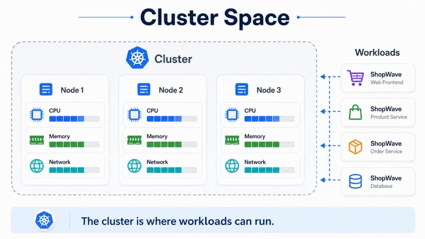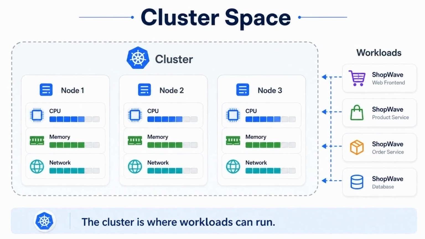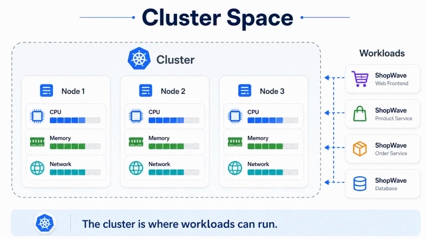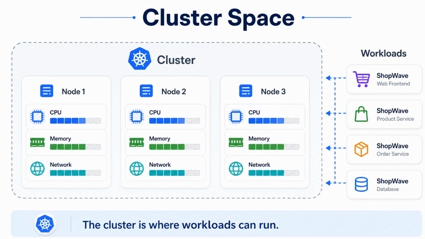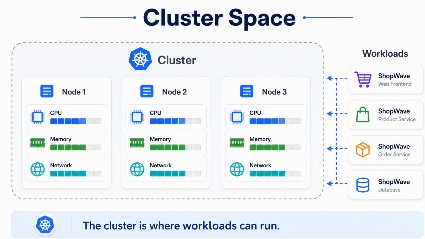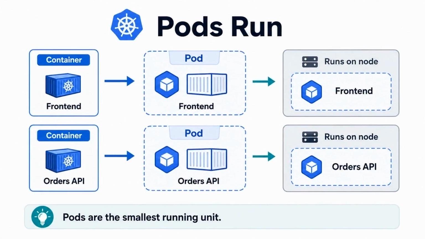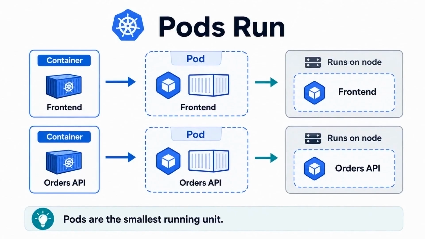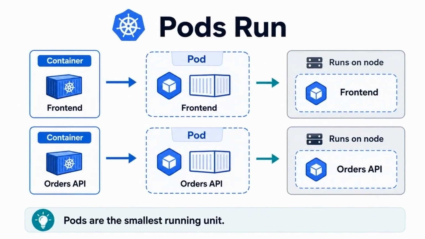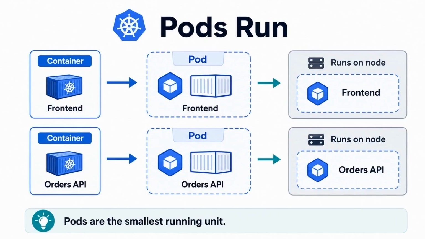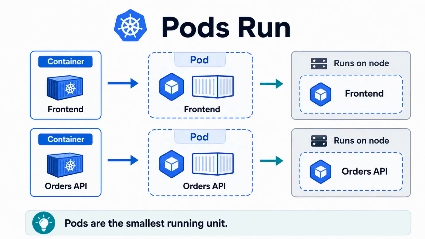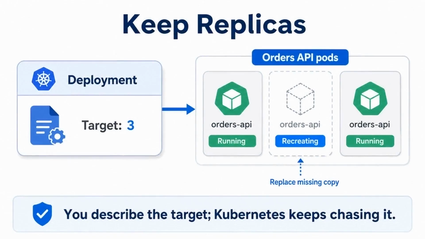Start with the cluster. It is the shared operating space made from nodes. The nodes provide CPU, memory, and networking capacity, and Kubernetes decides where each workload can run. The front-end container does not run directly as an isolated idea. Kubernetes wraps one or more containers in a pod. For most application services, you can think, one running copy of the app means one pod.